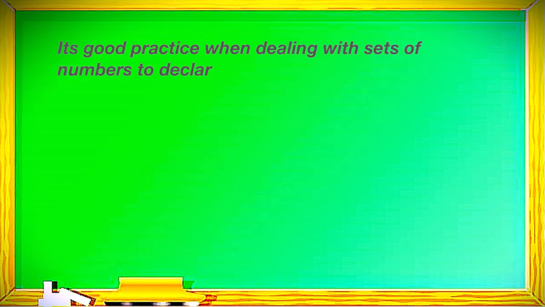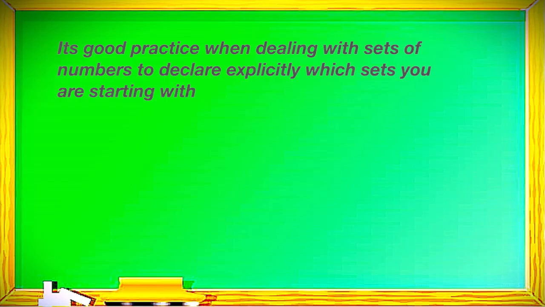It's good practice when dealing with sets of numbers to declare explicitly which sets you're starting with. This is done before the such that symbol. For example, p in the natural numbers such that p is less than 5 is a completely different set to r in the real numbers such that r is less than 5.